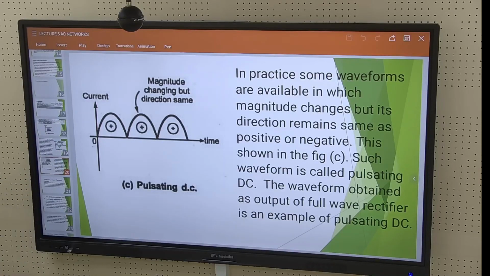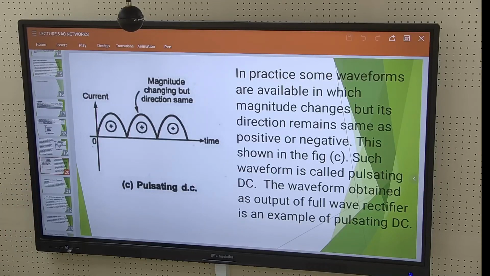Now, in practice, some waveforms are available in which the magnitude changes but the direction remains the same, positive or negative. This is shown in figure 6.3. Such a wave is known as pulsating DC. The waveform obtained as the output of a full wave rectifier is an example of pulsating DC.